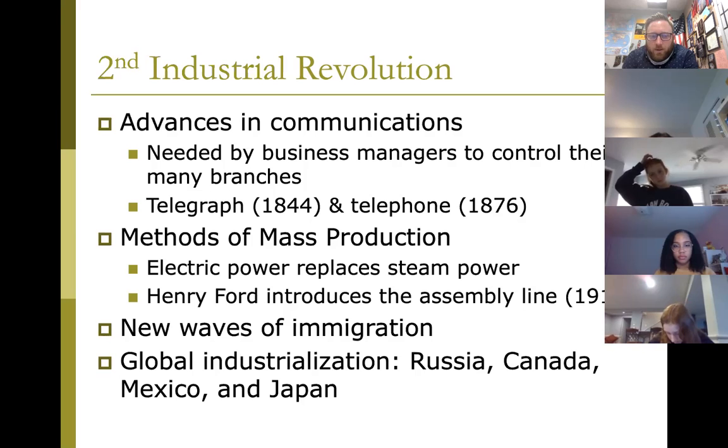Back to the topic here, global industrialization. So Russia tries to put their foot on the gas pedal. We'll talk about it later. It's an epic failure of all sorts, which is why you have a revolution.